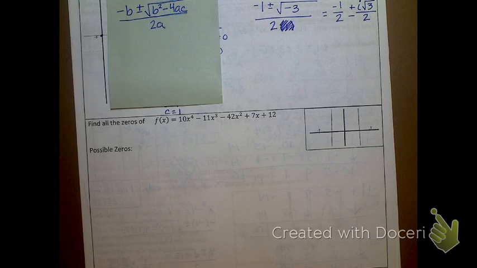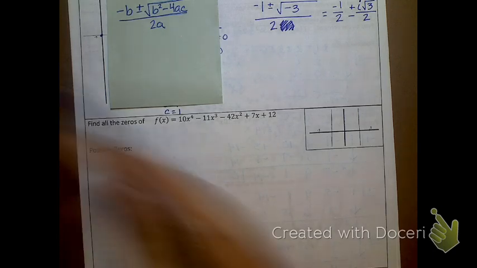Okay. 1, 2, 3, 4, 6, 12. And your leading coefficient is not 1, so this list is going to be a bit longer. 1, 2, 5, 10.